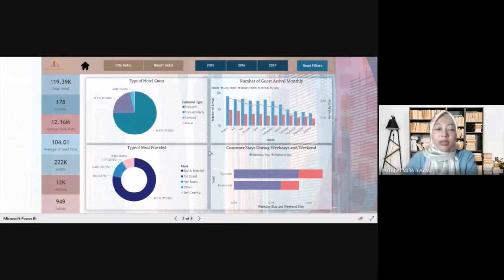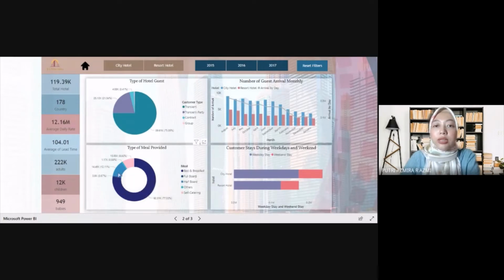Thank you, Atika. So next, I will talk about the type of meal provided chart. First, donut charts are usually used to display categorical data proportion, with the size of the component indicating the proportion of each category. So from selecting the donut chart, it can be seen clearer the percentage of each preferred meal by customers that were provided from both hotels.